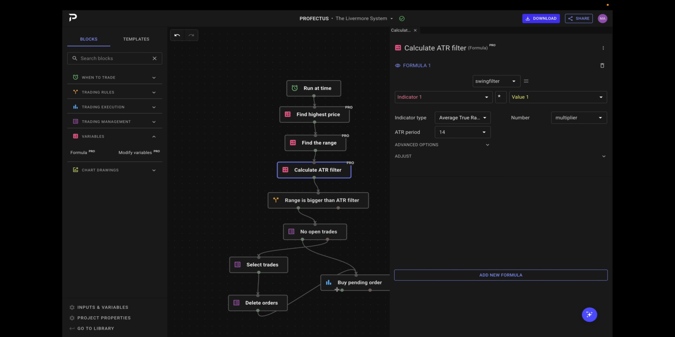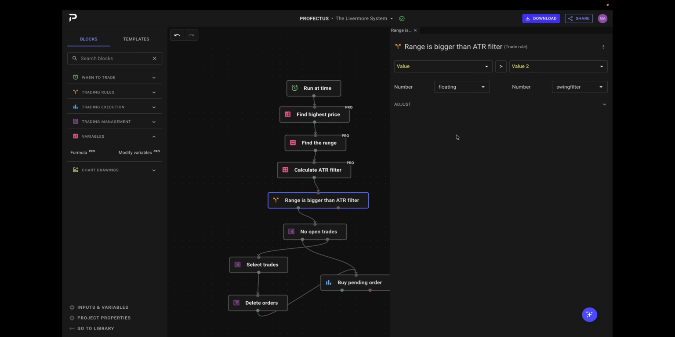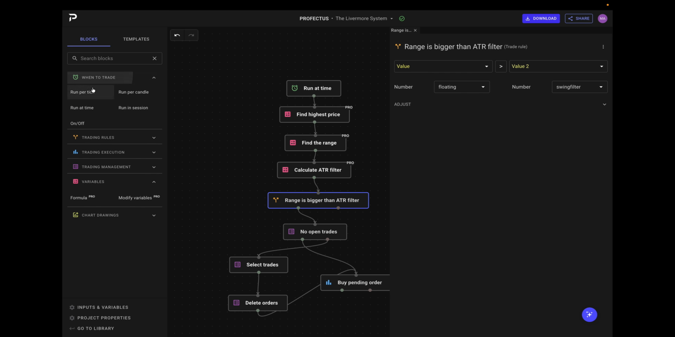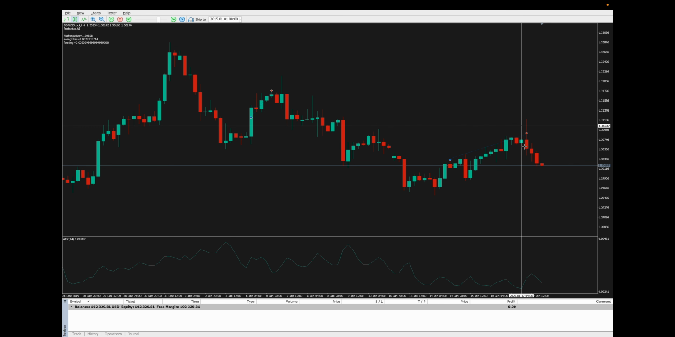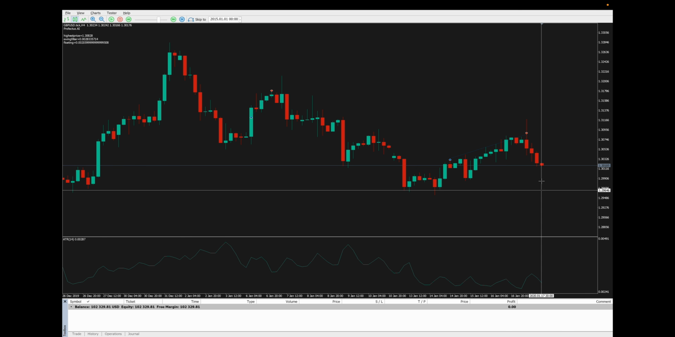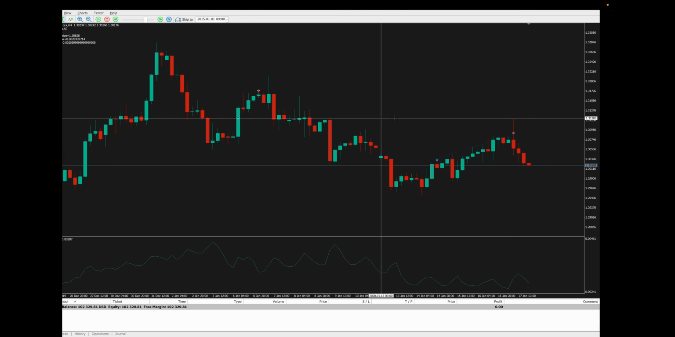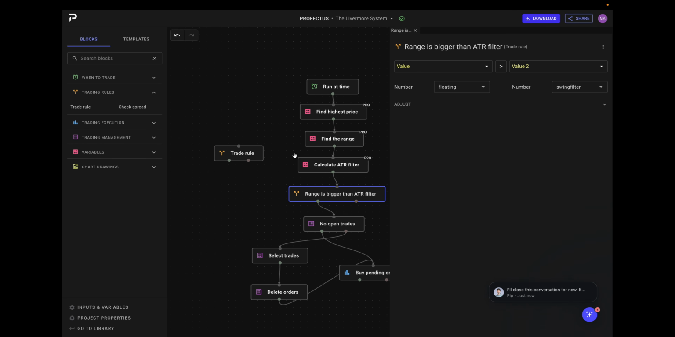Then we have the ATR. So we have the ATR value 1, and we have range is bigger than ATR. So this is a trade rule block. This is really where we're gonna define what is the trading rule. And normally, manually, you would just calculate what is the value, and then we see the value of the ATR at the moment is 2.9, and is that then smaller than that number we want to compare to. The algorithm will do that, and that's cool.